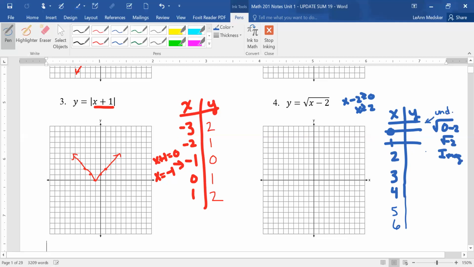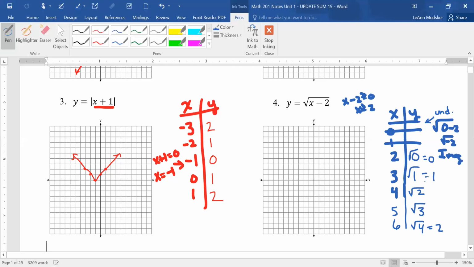Okay. So if we plug in 2, that's 2 minus 2 is 0. So square root of 0 is 0. 3 minus 2 is 1. So square root of 1 is 1. 4 minus 2 is 2. So we can't take the square root of 2 without using a calculator. 5 minus 2 is the square root of 3. And 6 minus 2 is 4. Square root of 4 is 2. So I didn't write in all my square roots here, but you can go back in if you want to.